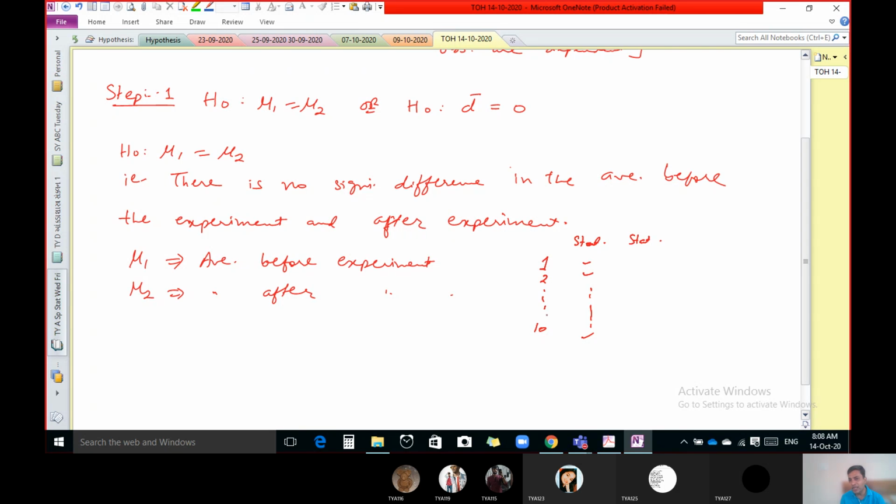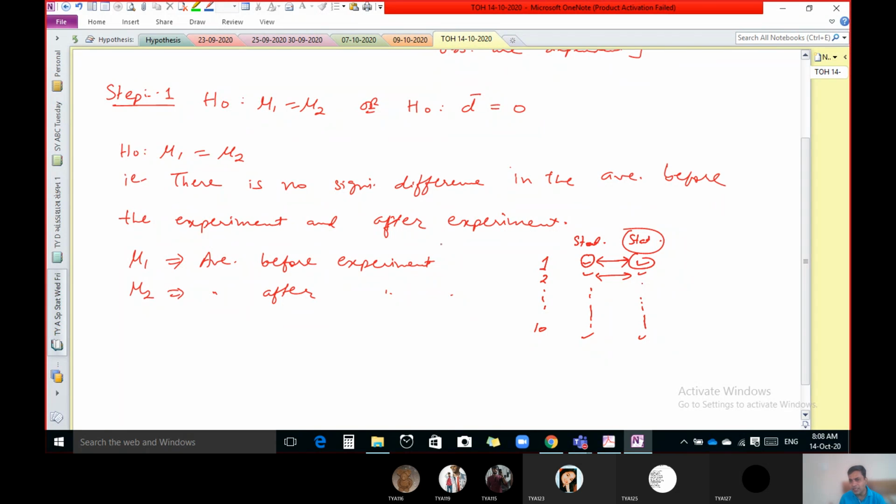And now after training, once again, let us take the exam of the same subject and find out their marks. Now check these marks against the earlier ones. If there is a significant difference, then we can say that yes, coaching is effective. Otherwise we can say that no, coaching is not effective. So here my experiment is coaching, whether coaching is effective or not.